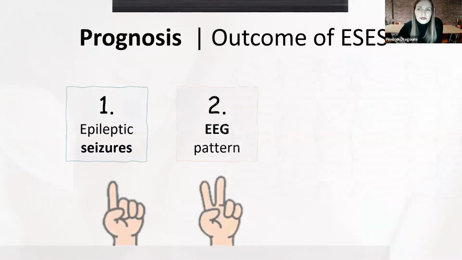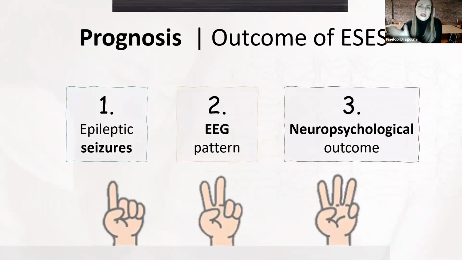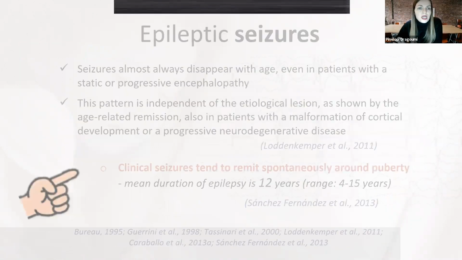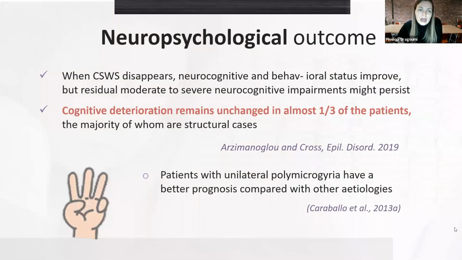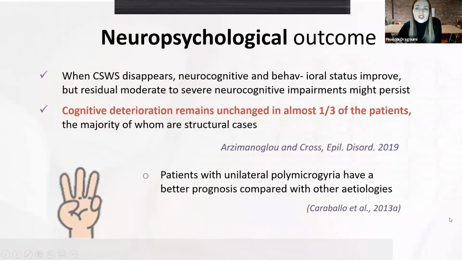The prognosis of this condition, we need to think of it in terms of the seizures, the pattern, and the neuropsychological outcome. The seizures in this kind of epileptic encephalopathies tend to remit spontaneously, and the mean duration of the epilepsy seizure-wise is mostly 12 years. And this is independent of the etiological lesion. But the neuropsychological outcome can remain unchanged in almost 1/3 of patients, and this is mostly true with structural cases.